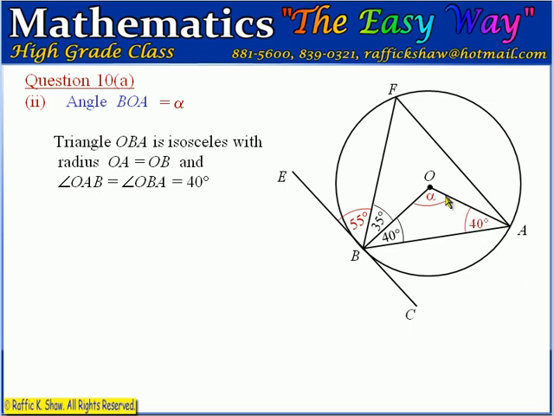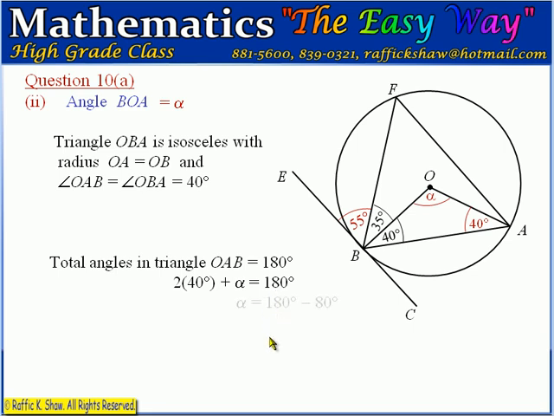And now we can use the fact that total angles in a triangle is 180 degrees. So we can calculate alpha. The total angles in the triangle OBA is 180 degrees, and therefore 2 times the 40 degree angles here plus alpha must be equal to 180 degrees. And therefore alpha is 180 degrees minus 80 degrees, because 2 times 40 degrees will be 80 degrees. And so alpha is equal to 100 degrees. Angle BOA is 100 degrees, and that's the answer for part 2.